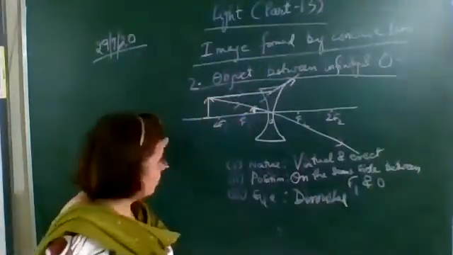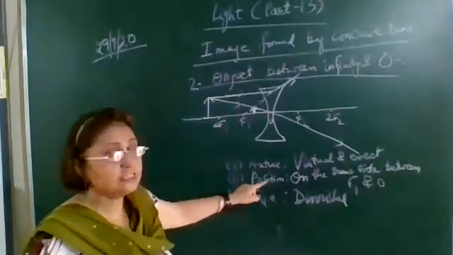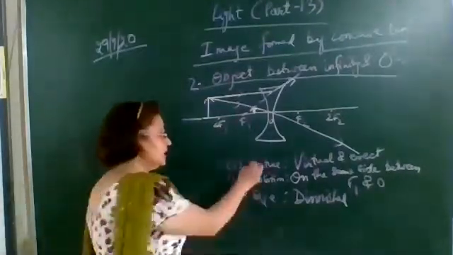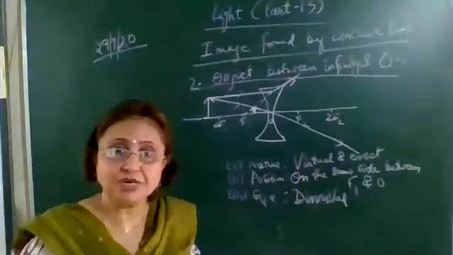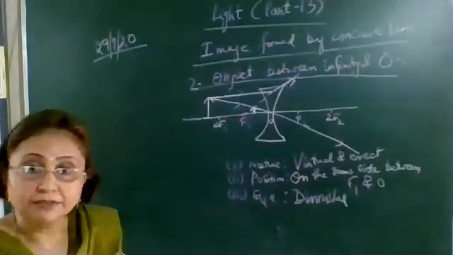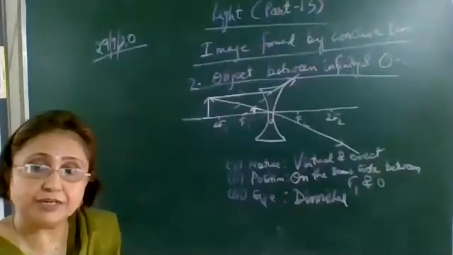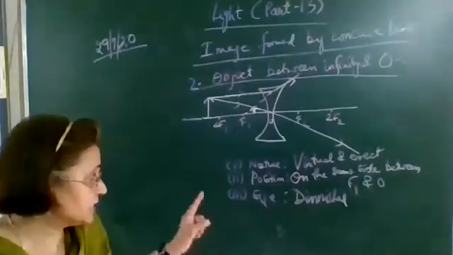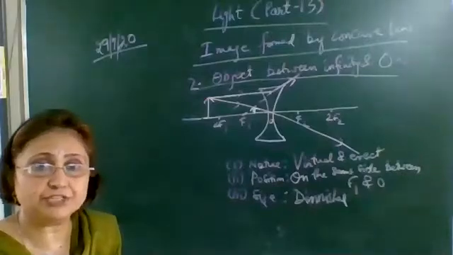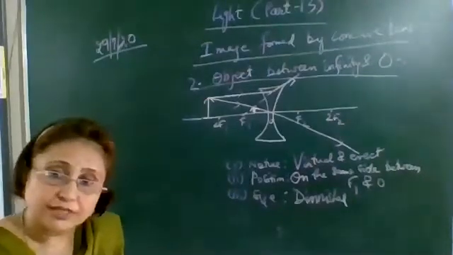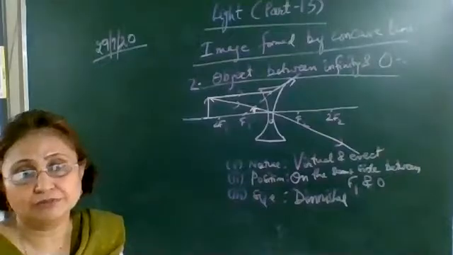Okay, so place the object anywhere between infinity and optical center. The image formed will always be of the same type. That is, the image will be always virtual and erect, and it will be on the same side, between F1 and O. And the third point is it will be always smaller than the object, that is, it will be a diminished image. So a concave lens always forms a virtual and erect image.